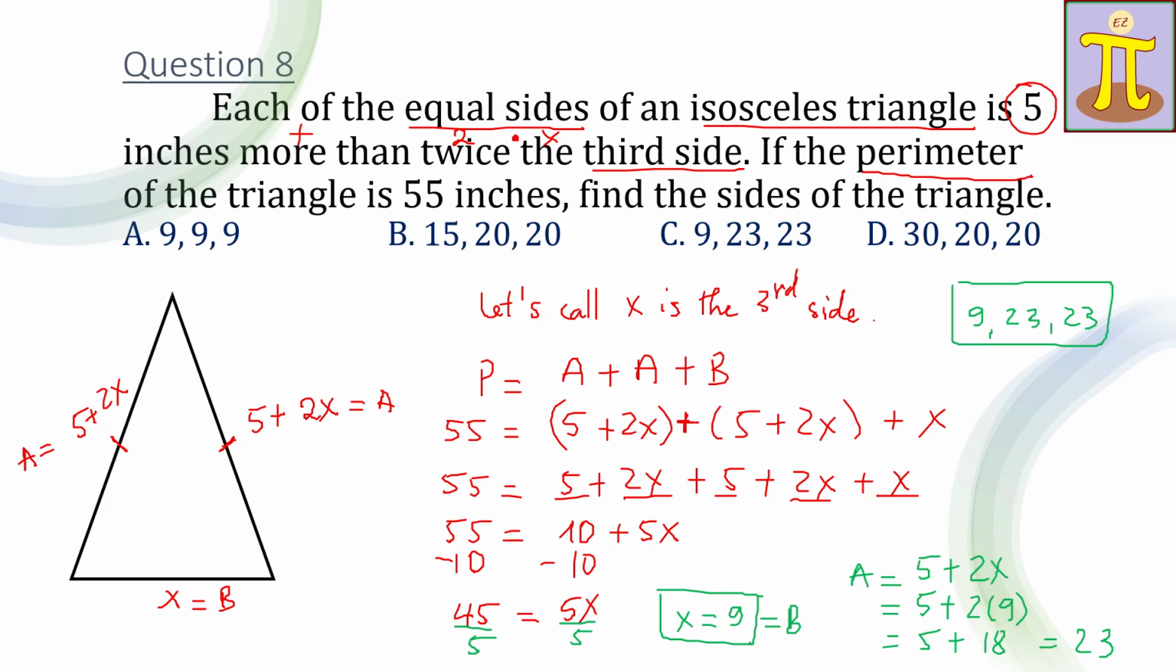That is the answer. Because we say 5 inches more than twice the third side, A cannot be the correct answer. If you don't know how to do the problem, make sure you think about a way to eliminate the wrong answers as well. Also, because the equal side is 5 inches more than twice the third side, the third side will be the smallest one, and you cannot have 30 right here. The only possible ones are B and C.